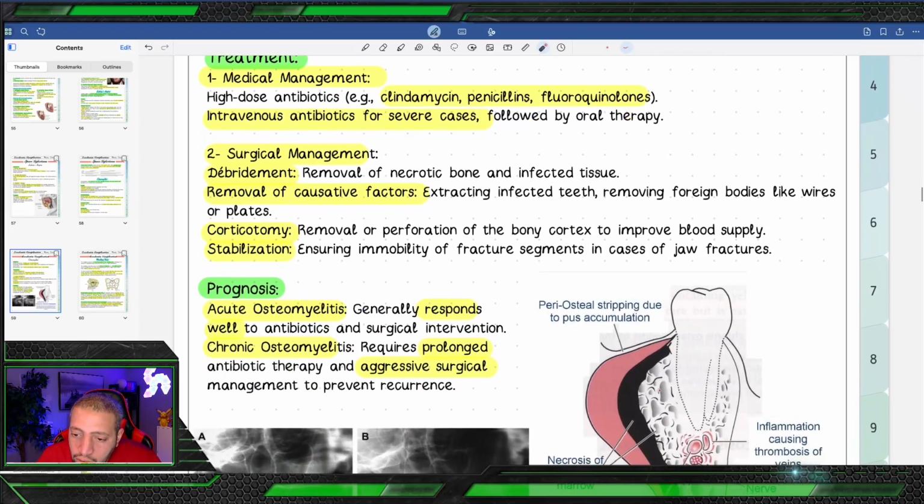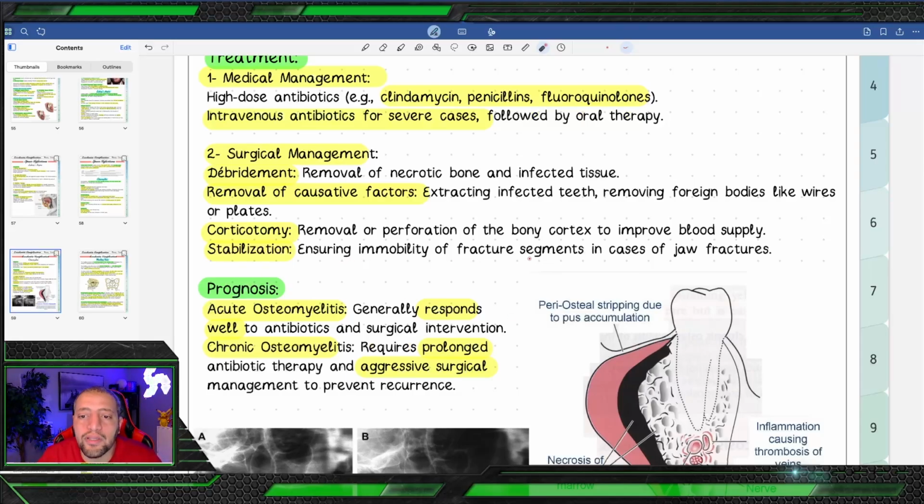Corticotomy means you have bone here and a swelling, so you are going to drill into the bone to get rid of the pus. So it's like incision and drainage in hard tissue. Removal or perforation of the bony cortex to improve blood supply. So you're getting rid of the pus and leaving the area for the blood to come and heal the condition.